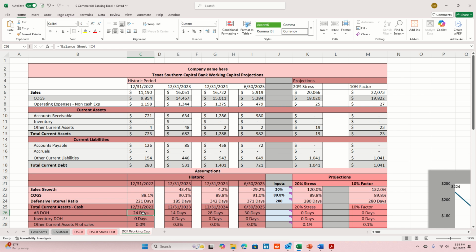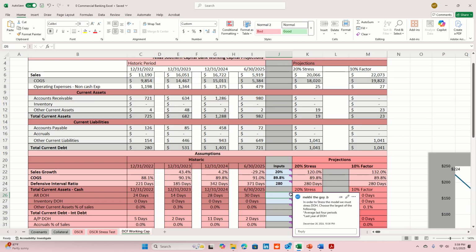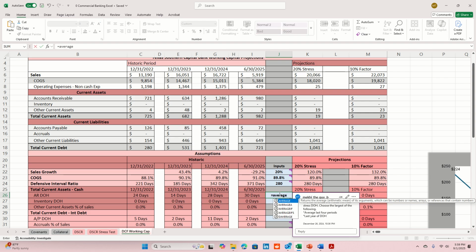Okay? So what are we going to input here? In order to stress the model, choose the largest of the following: the average of the last 4 periods or the last fiscal year end days on hand. So let's do that. Average. Let's calculate this.